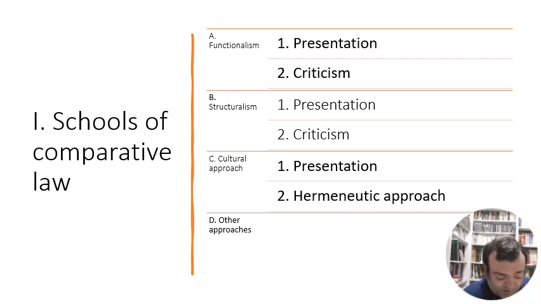So the approaches we are presenting are not the only ones that exist. We are going to focus on three mainly. The functional approach, or functionalist approach. Then we have the structuralist school, the structural approach. And then we have the cultural approach. And we will mention quickly two more other approaches.